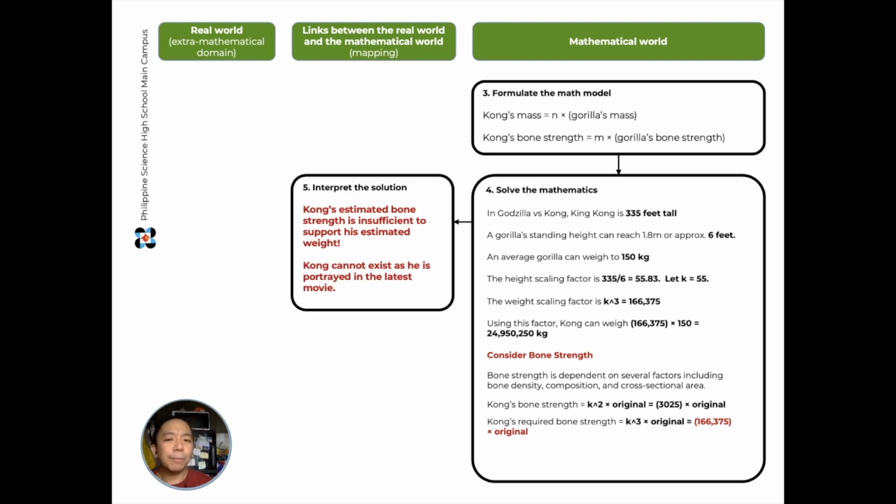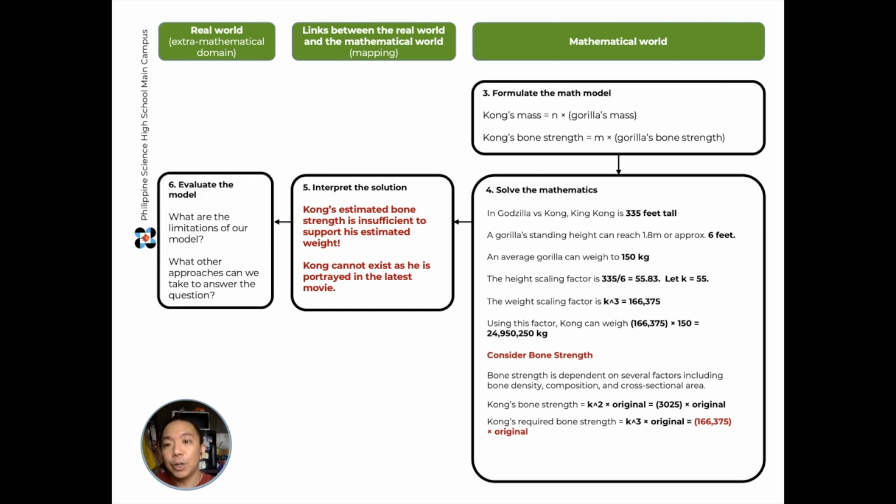So we could interpret this result na yung estimated bone strength ni King Kong based dun sa scaling niya at sa scaling ng cross-sectional areas ng buto niya will be insufficient para isupport yung estimated weight niya. So looking only at yung magiging bigat ni King Kong at magiging lakas ng mga bones niya, we could interpret it as King Kong cannot exist as he is portrayed in the latest movie.